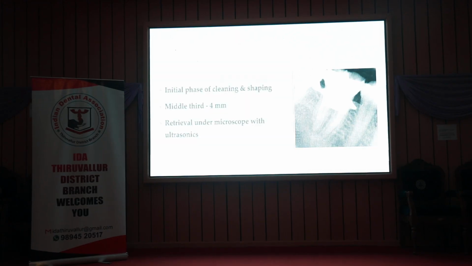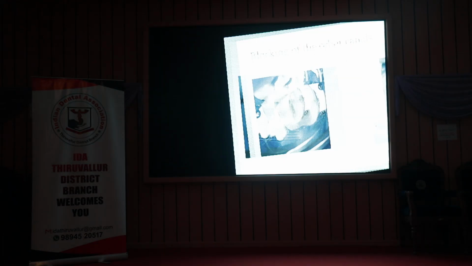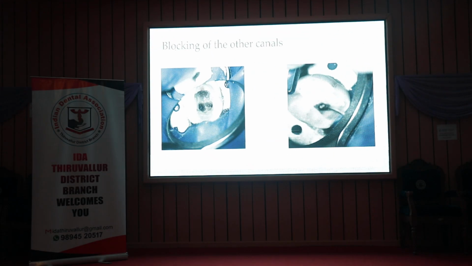Now we go to a little more complicated ones. You can see the broken instrument in the middle third of the root canal. Of course, this one will need a microscope for working, and if you are going to attempt removal with ultrasonic, one word of caution is to definitely block the other canals, because it's easier for some of the smaller segments to come out of one canal and go into the other canal.